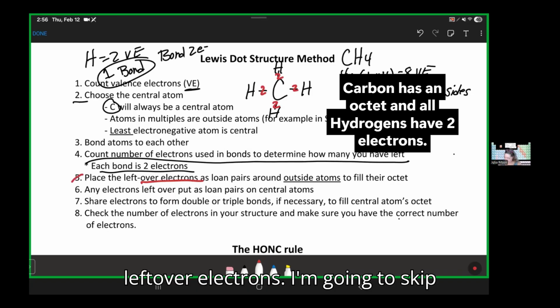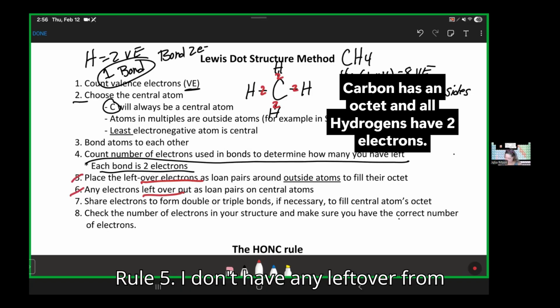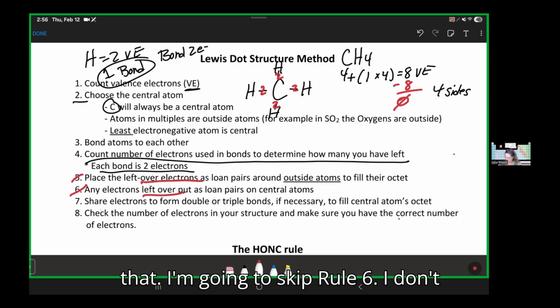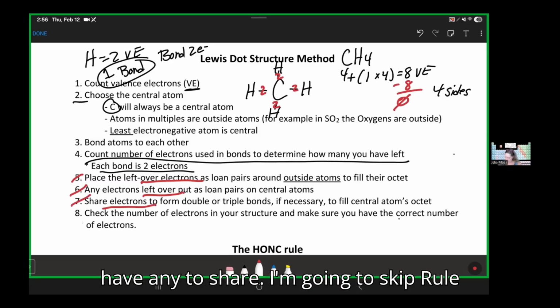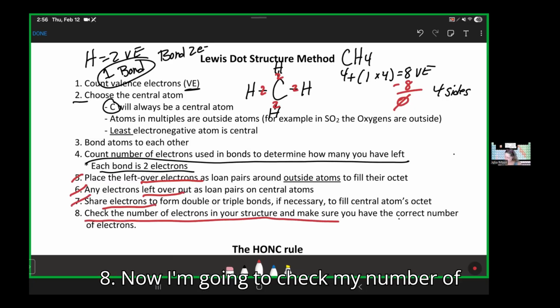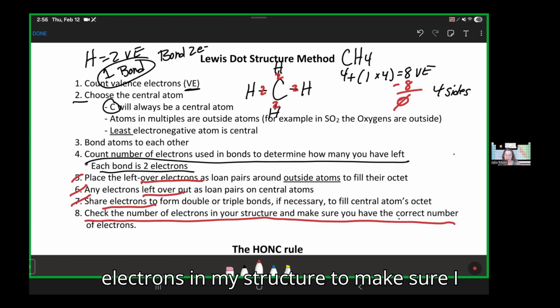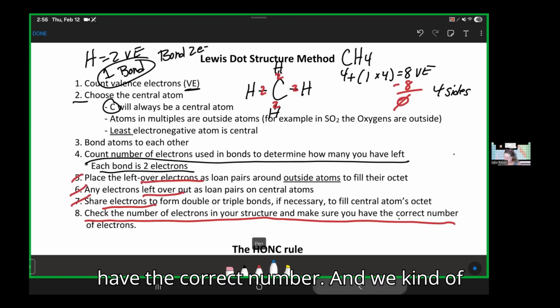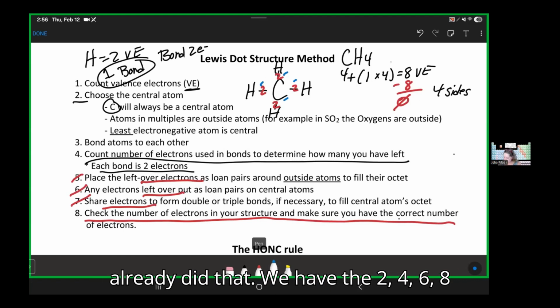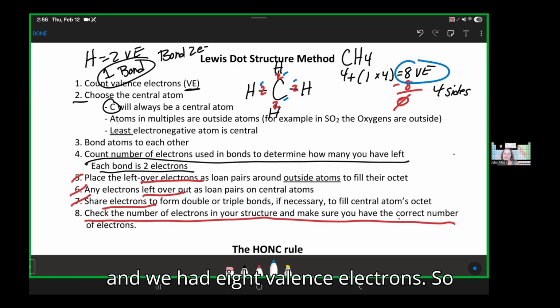So I'm going to skip rule 5. I don't have any left over from that. I'm going to skip rule 6. I don't have any to share. I'm going to skip rule 8. Now I'm going to check the number of electrons in my structure to make sure I have the correct number. We kind of already did that. We have 2, 4, 6, 8, and we had 8 valence electrons. So that is our structure.